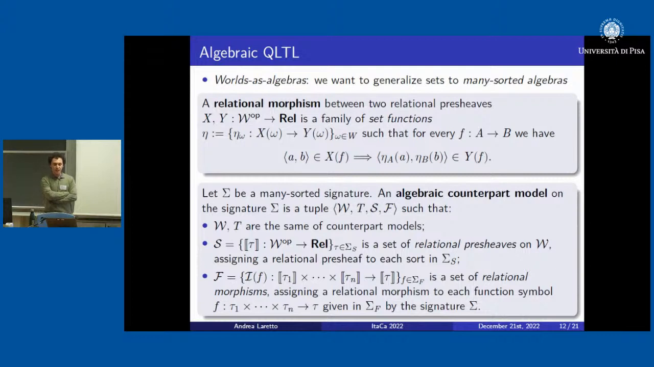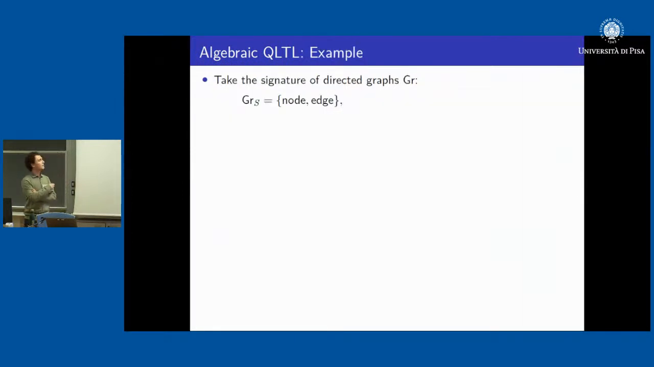And as I was saying, the fact that these are set functions and that this condition is satisfied means that these morphisms preserve the structure given by the algebra. So let's give a very simple example. Let's take the signature of directed graphs.